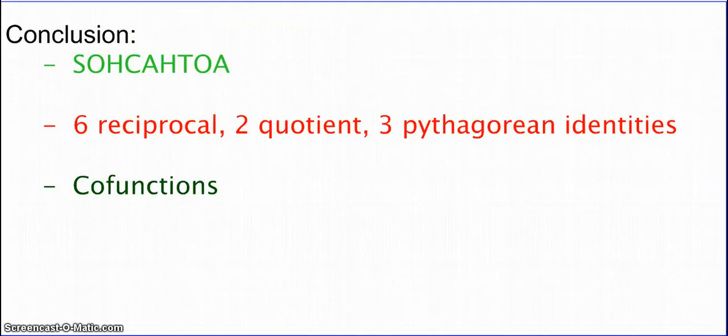Okay, so we want to make sure we understand our right triangle trig. We want to make sure we know and love and understand and respect our 6 reciprocal, our 2 quotient, and our 3 Pythagorean identities. And then we also want to make sure we understand the relationship between the cofunction identities.